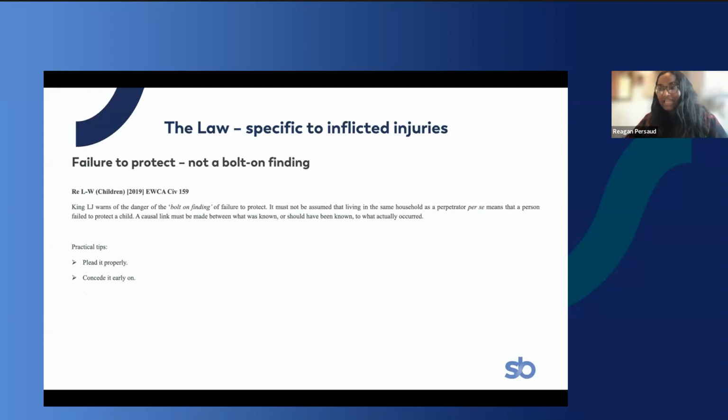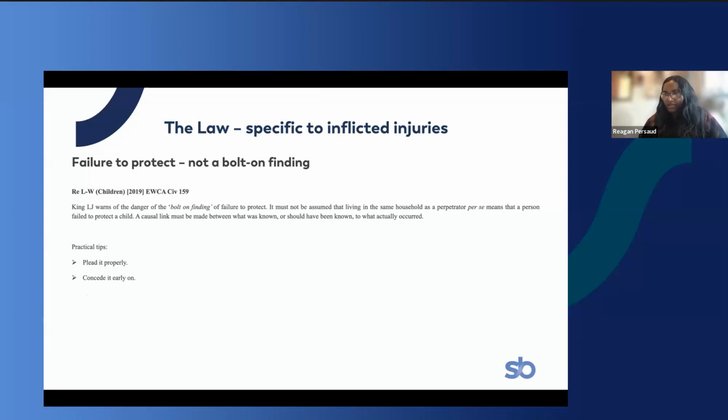Okay, failure to protect. So if you're for the local authority, one of the things that you want to consider when you plead these types of cases is that when a child has been injured, you might instantly think, well, we can say mom or dad's done it and the other one's failed to protect. And once upon a time, that would have been enough, but not anymore.